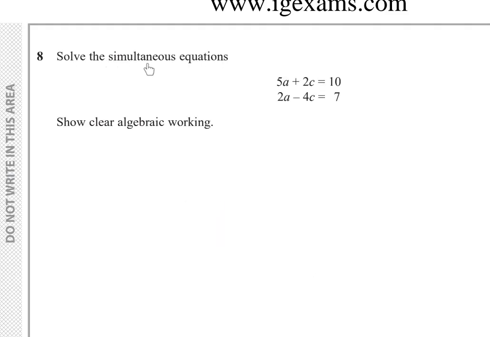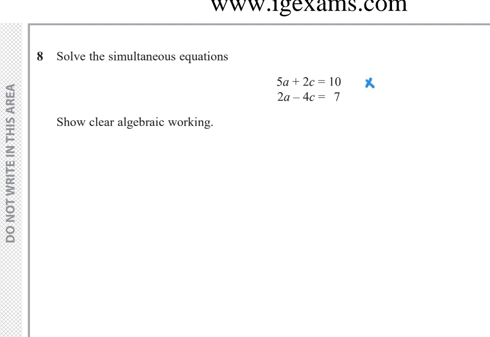Number 8, solve the simultaneous equations 5a plus 2c equals 10, 2a minus 4c equals 7. We can eliminate a or eliminate c. To eliminate a, we need to equate the coefficient of a. To eliminate c, we need to equate the coefficient of c. To eliminate c is easier because if you multiply this equation by 2, you get 4c and you have negative 4c. If you add, you can eliminate c.